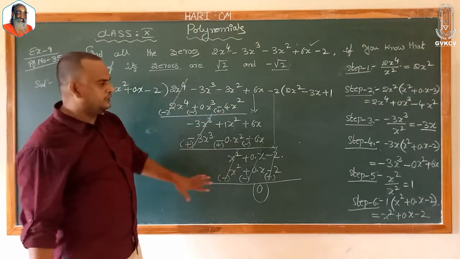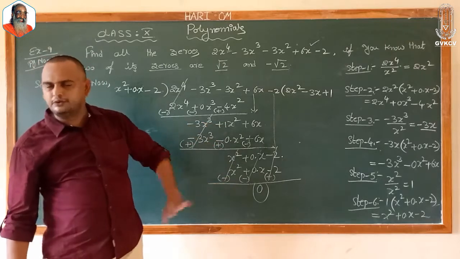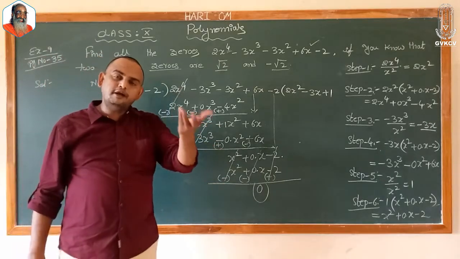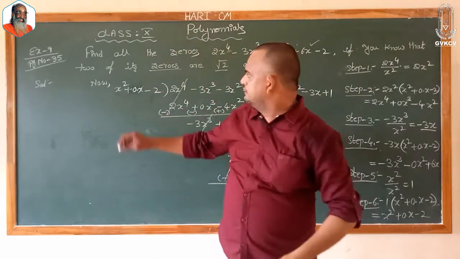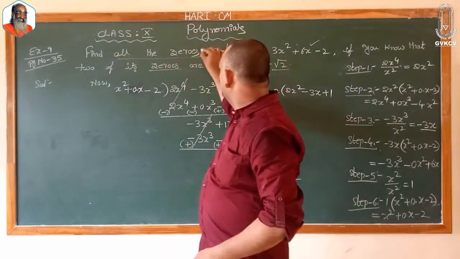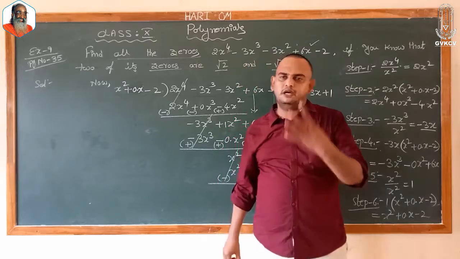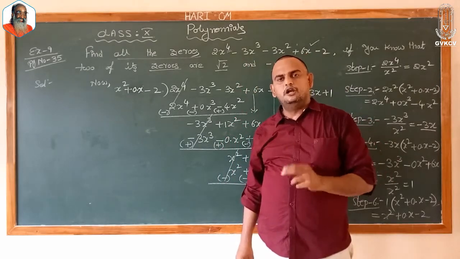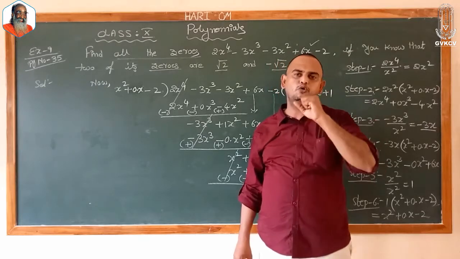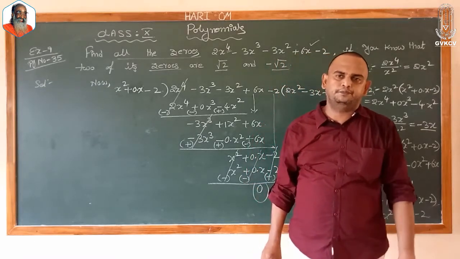Okay sir, up to now we understood. This is our regular procedure. Now how to find another two zeros? Now that is my problem. They asked to find all the zeros. All the zeros means I have 4 zeros. The 2 zeros are given in the question itself. Now I need to find 2 more zeros. Then how to find 2 more zeros?